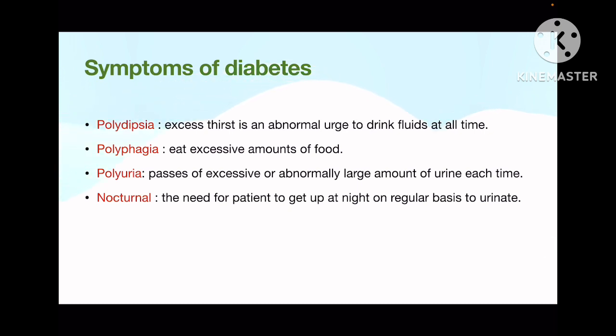There are lots of other symptoms relevant to diabetic complications, but I'm not going to go into details in this video. There are lots of other comorbidities due to diabetes, like neuropathy, nephropathy, and macrovascular and microvascular complications. Due to those, the patient might have various symptoms, right?